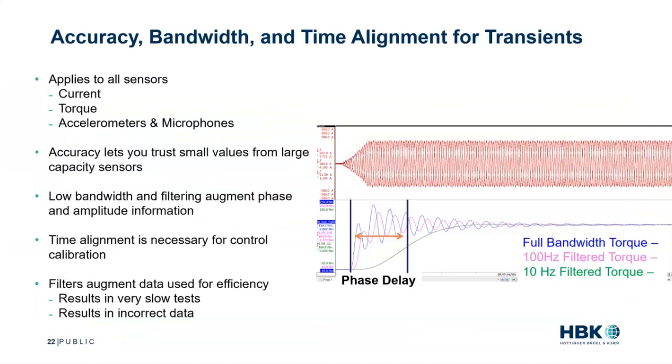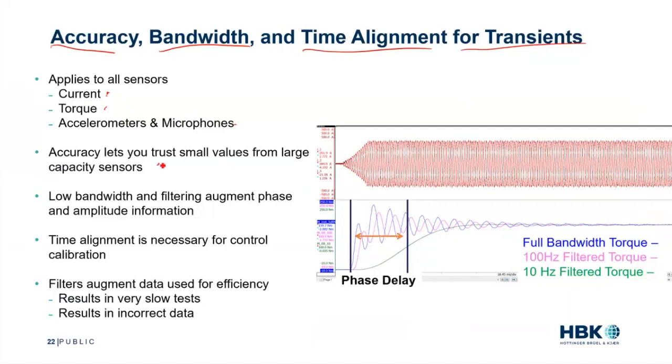With all the sensors and with all the acquisition that we're providing, or that somebody's providing, we really want to care about accuracy, bandwidth, and time alignment. In this instance, I have it for transients, but really I think about it, all of our sensors, we want to worry about that. Because we want to understand current, torque, accelerometers, and microphones to their full accuracy, so that we can understand little differences, to their full bandwidth, so that we can understand how they work. And we want them all to be time aligned.